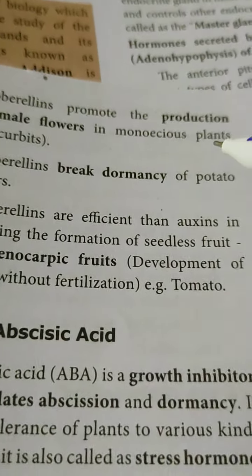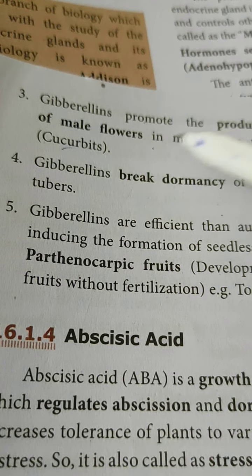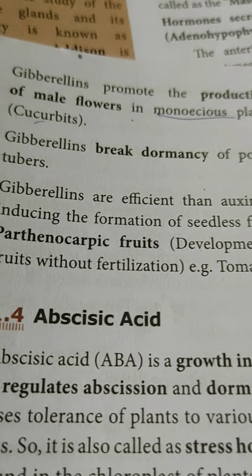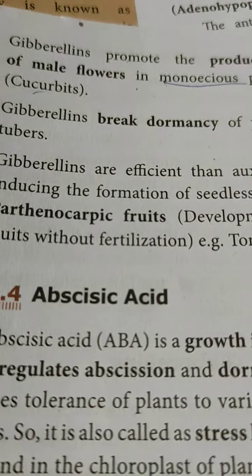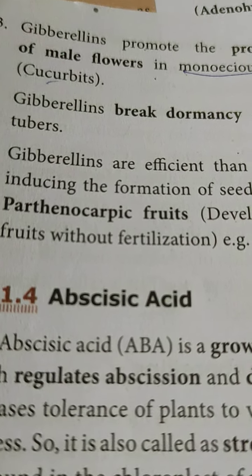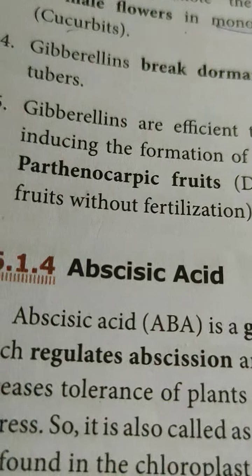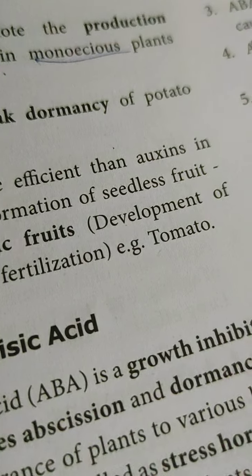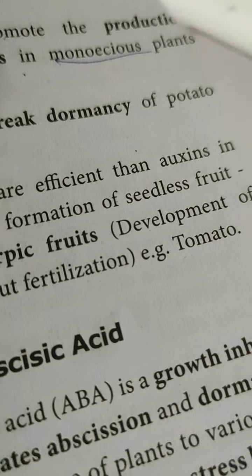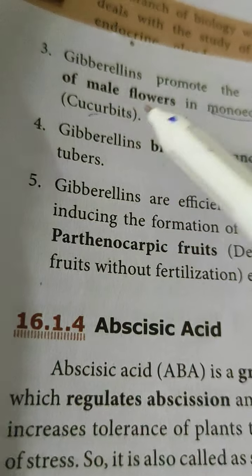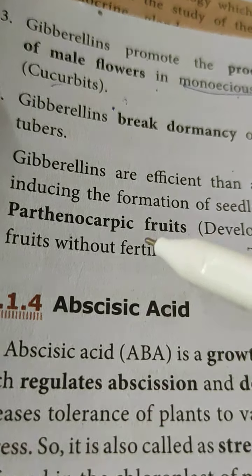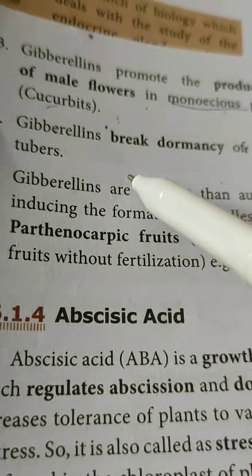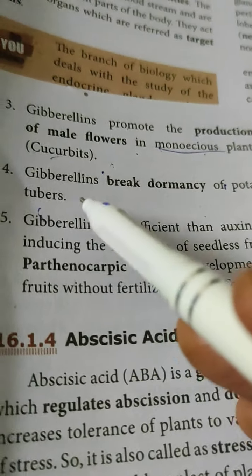Now third function, gibberellins promote the production of male flowers in monoecious plants. A monoecious plant is nothing but a plant where one type of flower, male or female, is produced. That is called a monoecious plant. So gibberellins induce the production of male flowers in monoecious plants. Example is cucurbits, pumpkin.